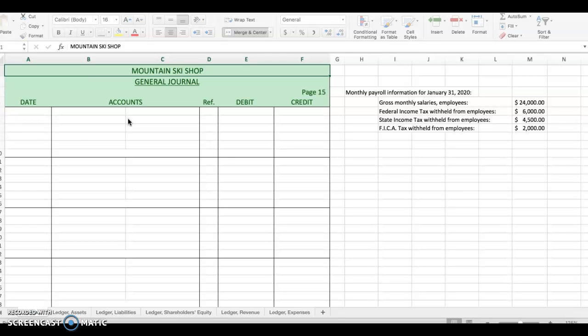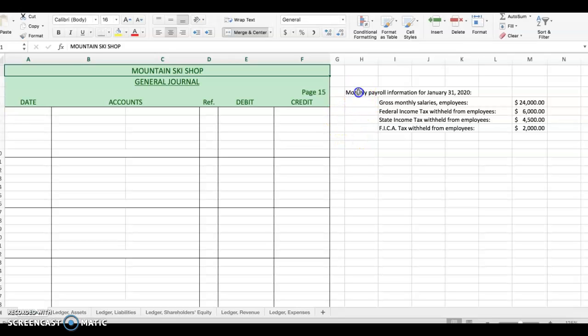But at this point, we're not ready for that, and I'll simply be giving you some numbers to use, and we'll plug them into our journal entry and then do some posting. So first of all, we're going to do an example here, and then you'll have a problem to do on your own. So let's take a look at what we're given here on the right.